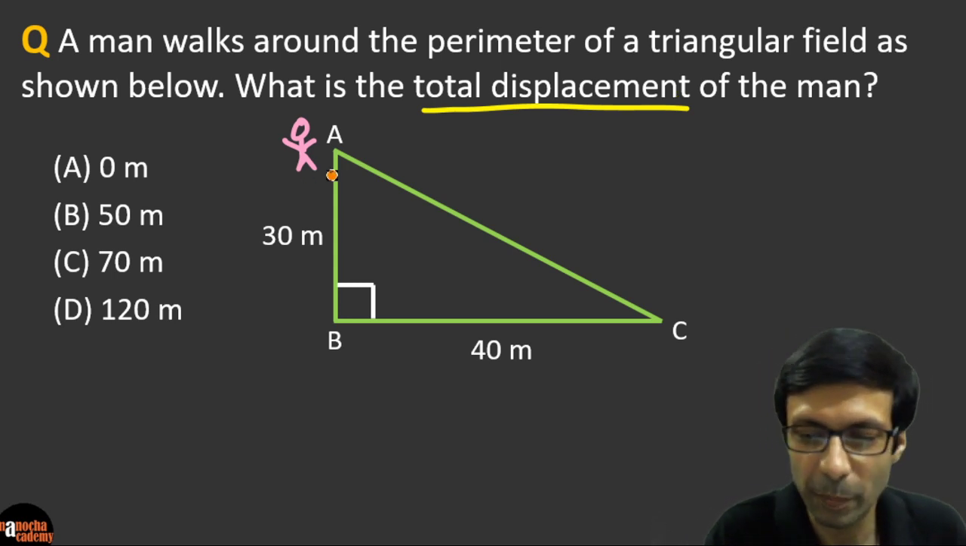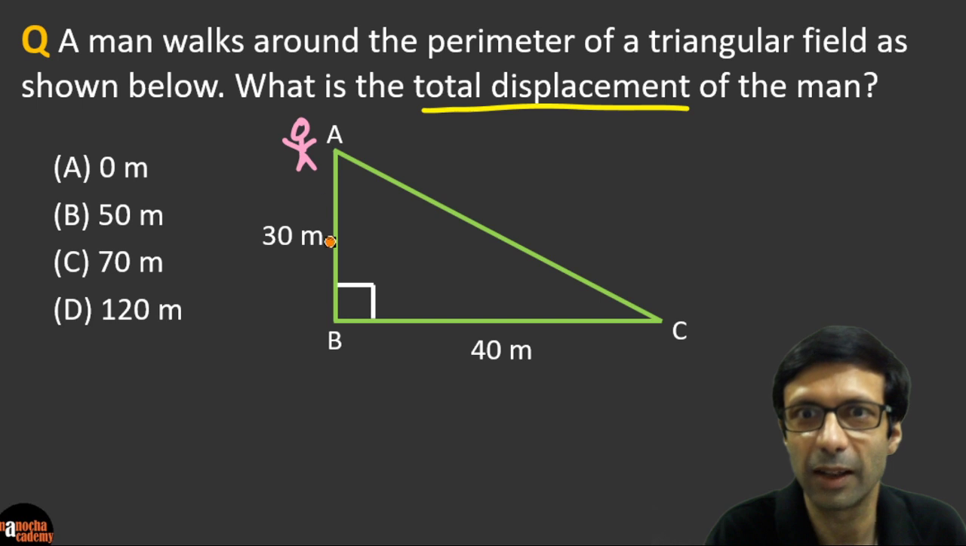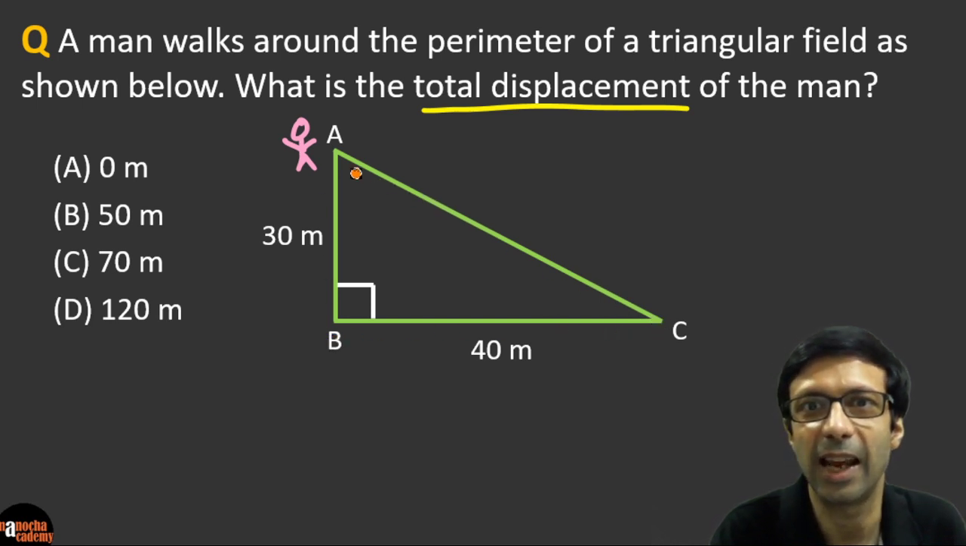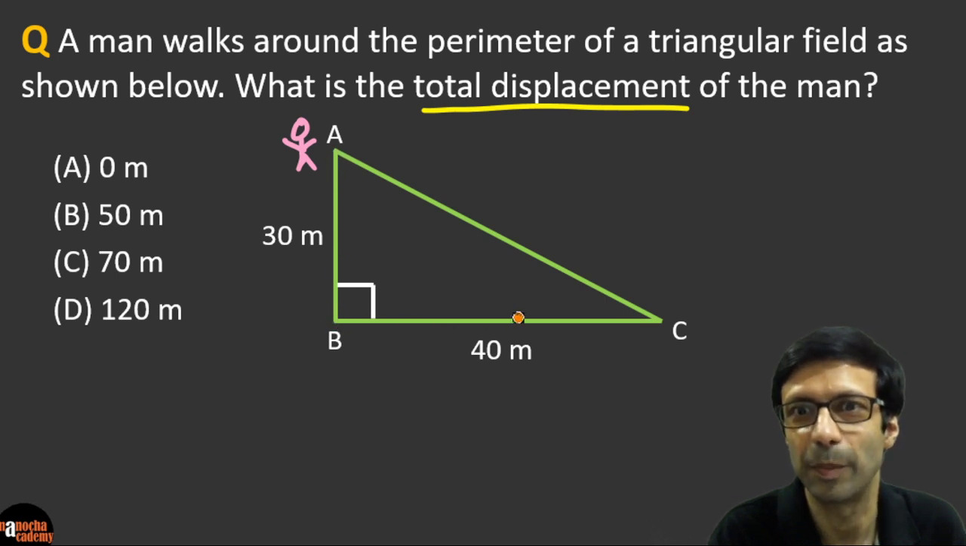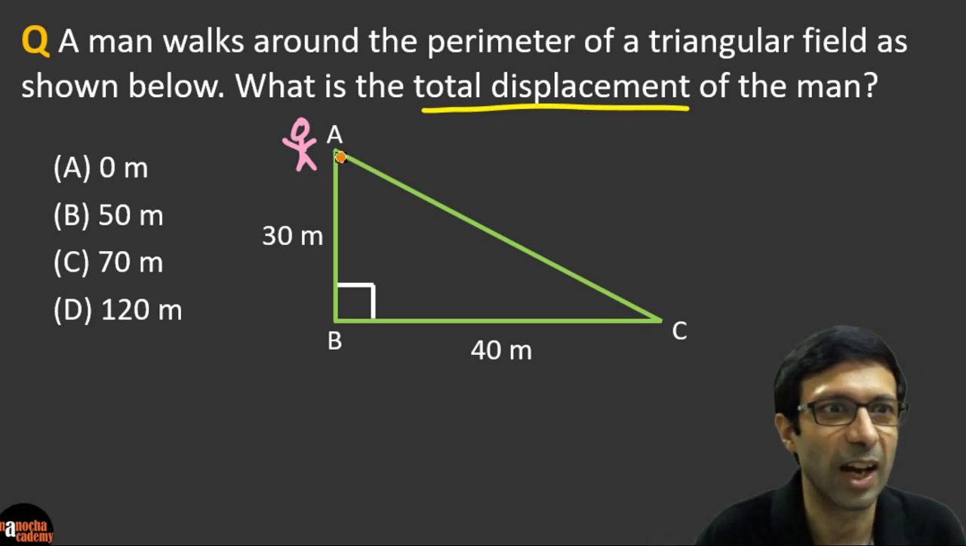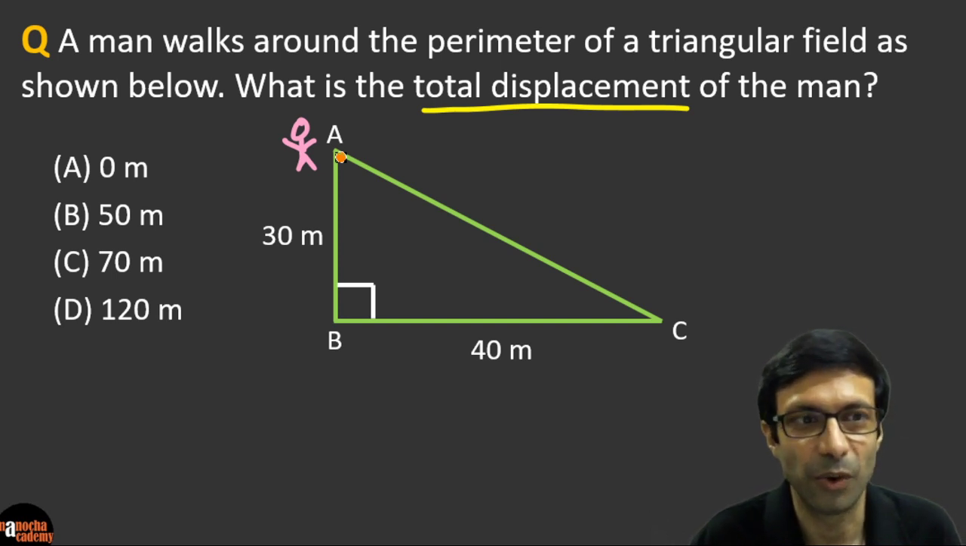When he walks around the perimeter, as we discussed, he's going to walk AB, BC, and CA. Look here, he's going to walk AB, BC, and he comes back to A. So guys, what is going to be the right answer here? I see some zeros, some 50s. Read the question carefully. Don't jump to the answer, guys.